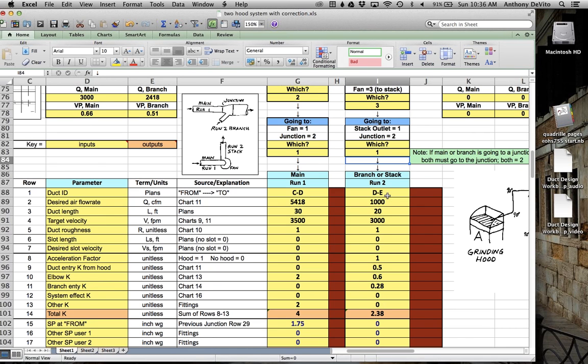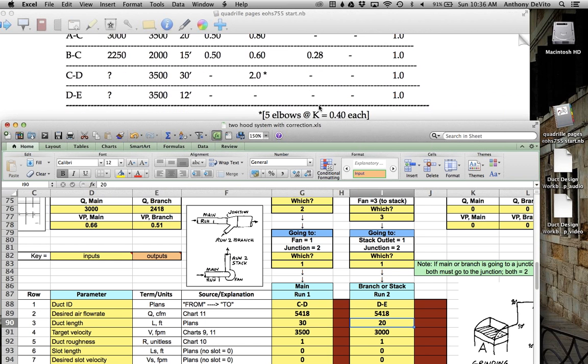From D to E, the desired flow rate is going to be the same. We've got to move the same amount of air all the time. How many feet of ductwork do we have there? Let's see. We had 12 feet of ductwork, so the stack is 12 feet tall.